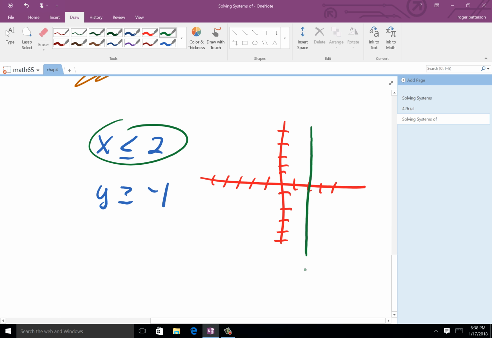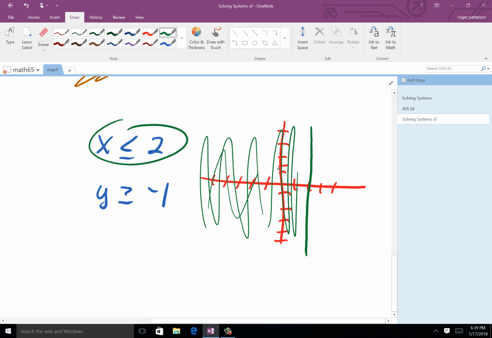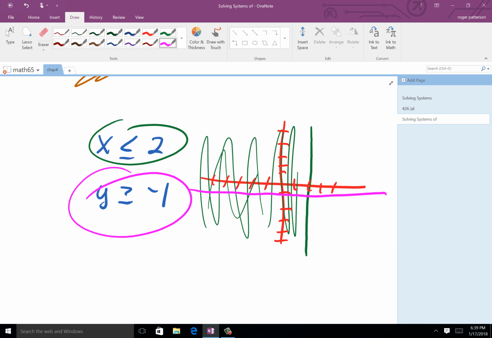X is less. Which way would we shade? You can't use above or below in this case, but we can use left or right. So which way would we shade, do you think? Left. Very good. Because all these numbers are less than 2. So that's the way I'm going to shade. Then we have y is greater than or equal to negative 1. So that's going to be down here. Solid line. We can still do the same thing here, though. Y is greater, so which way are we shading? Above or below? Above. So there's my answer where that pinkish fuchsia and green come together.